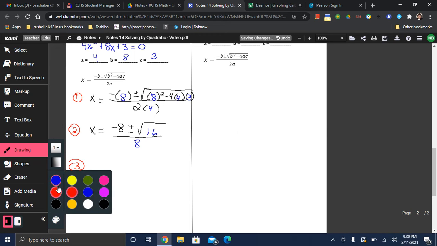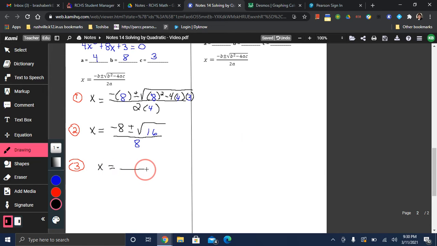Line 3, you have x equals, all right, we have our fraction. We have negative 8 plus or minus. Now, your square root of 16. So what times what needs to be the same number. What number times itself would give you 16? That's going to be 4. And then your denominator is still an 8. So there's line 3. Line 4 is actually going to be a couple of things.